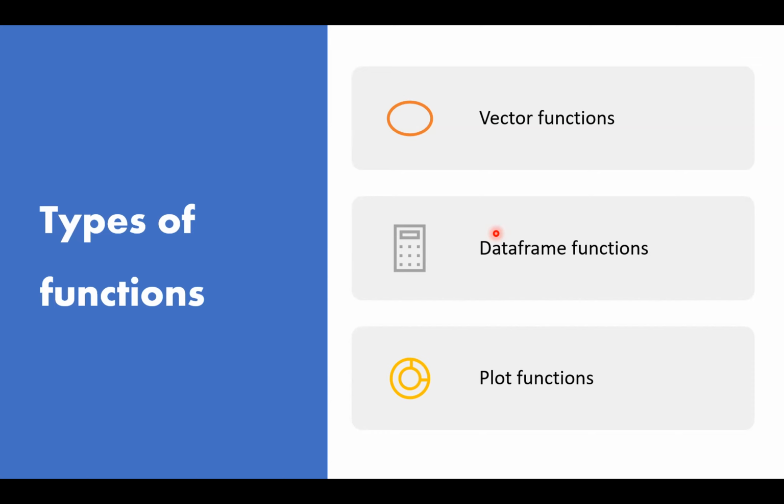And then we have the data frame functions. The tidyverse, basically, is a group of packages and a group of functions that accept a data frame and generally return a data frame. So most of the tidyverse functions are data frame functions. Then we'll see how this can be applied when you want to write your own set of functions. How do you take rectangular data and write a function that manipulates it and gives you the results that you want? And then the third type of functions are the plot functions.